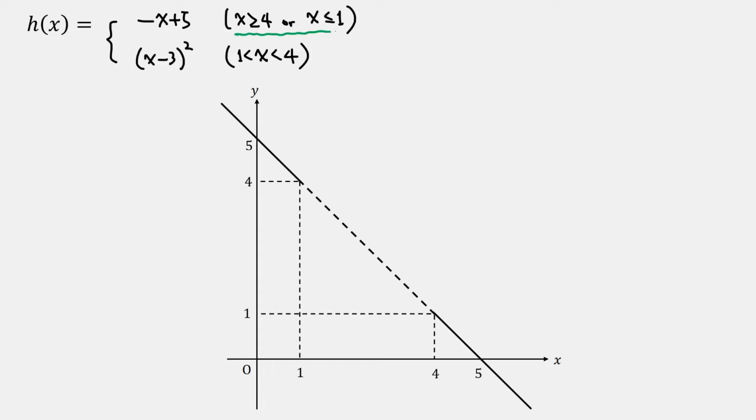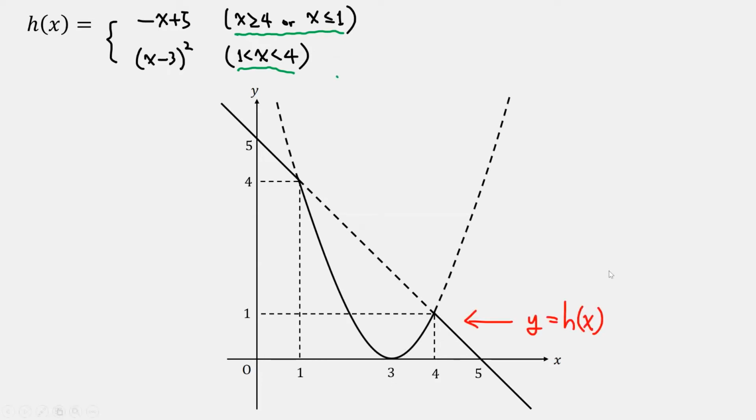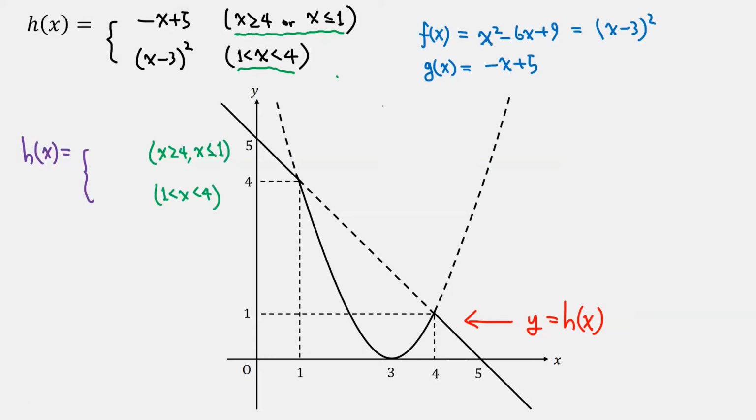First, in this region, we have minus x plus 5, which is linear graph. Next, in this region, we have a parabola, (x minus 3) squared. And this is the graph of y equals h(x). So that was the first method. Now let's talk about the second method.